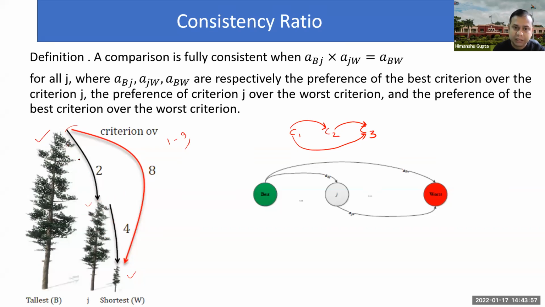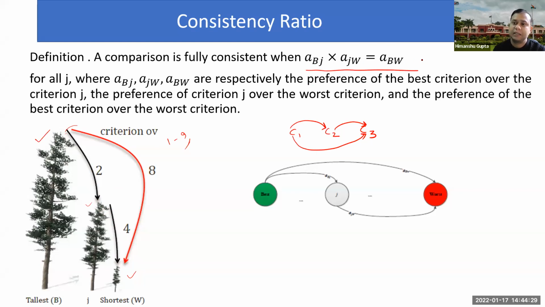So if it is closer, the rating should be less, like mentioned here. And now if the distance between this and this is 8, we are saying it is 8 times far, and the intermediate C2 is 2 times far. So by logic, the intermediate should be 4 times far from the shortest. So this will ensure the consistency, and that is what this formula is saying also.